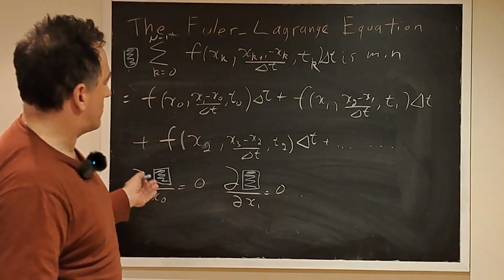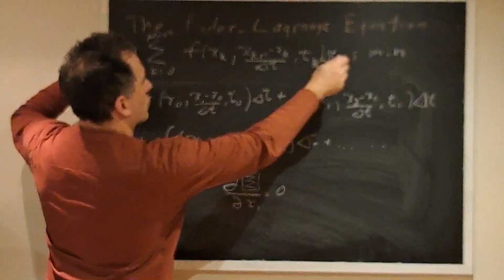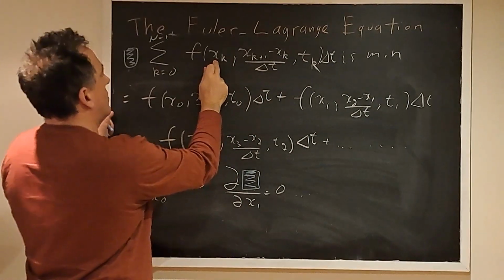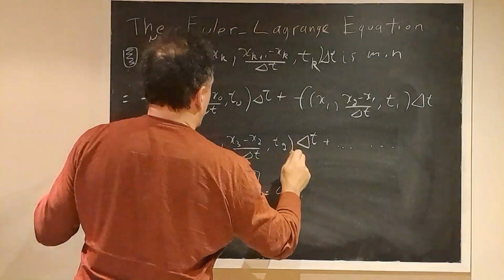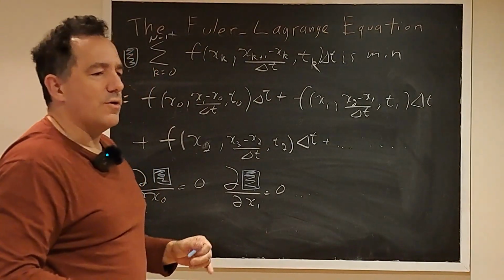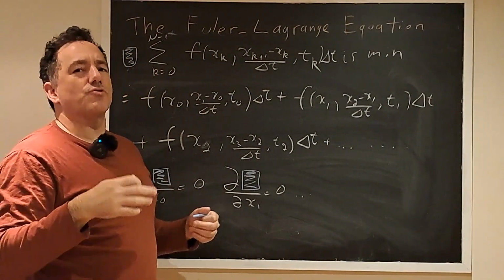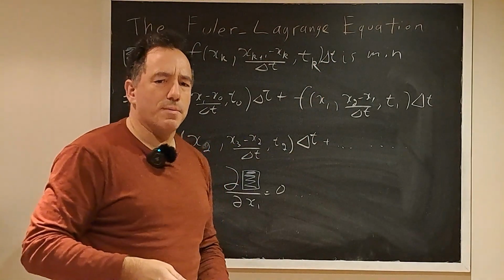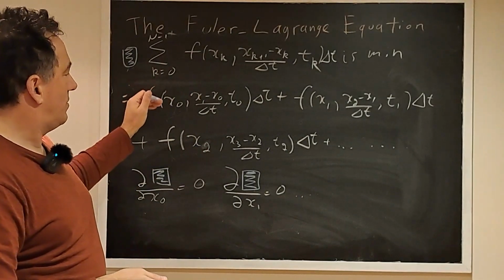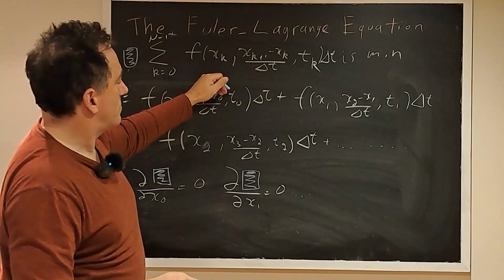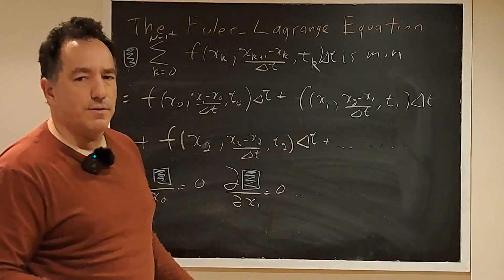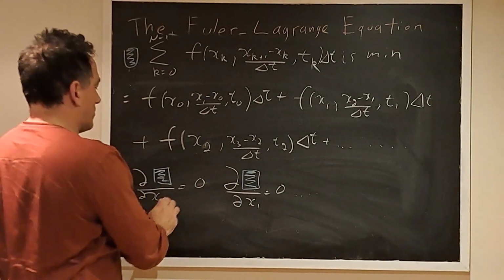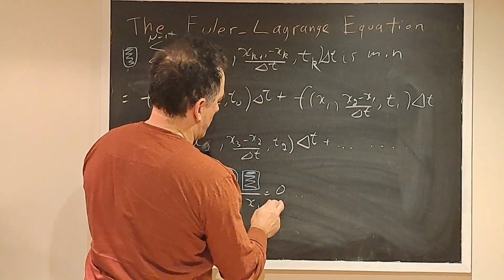So what we need to do is take the derivative of this function. This is the function we want to minimize, and it depends on all the xk's: x0, x1, x2, and so on. The function will be a minimum, or in fact strictly speaking it could be a maximum, but in physics what we usually find is the minimum. So this function, which depends on all these variables, will have a minimum when the derivative of the whole sum with respect to x0 is 0, with respect to x1 is 0, and so on and so on.